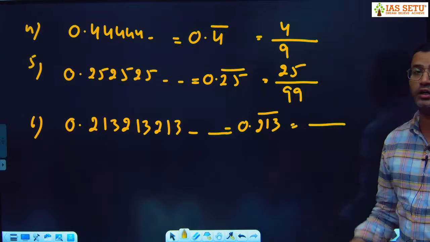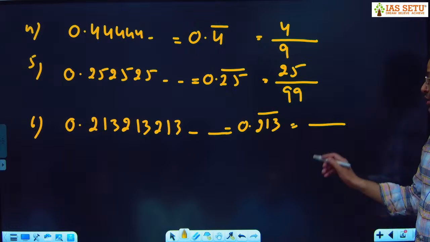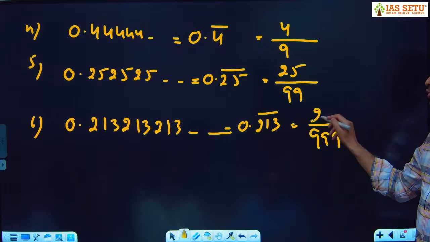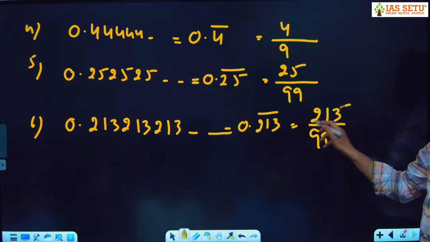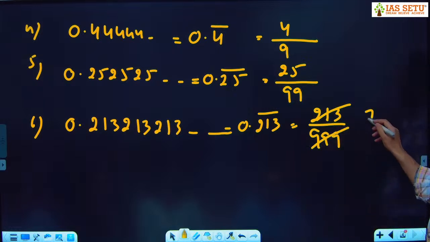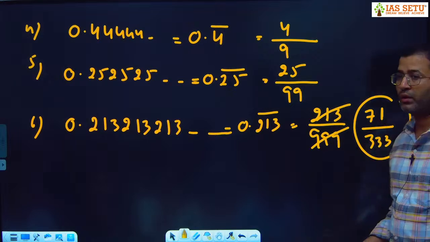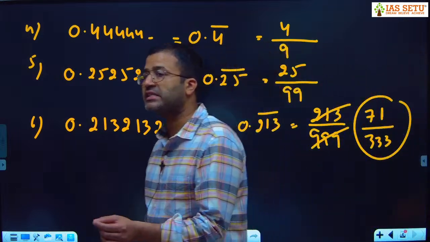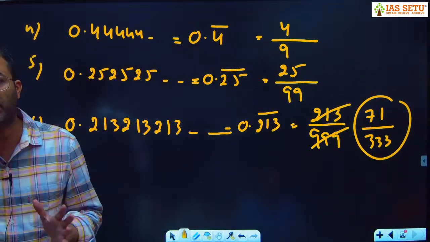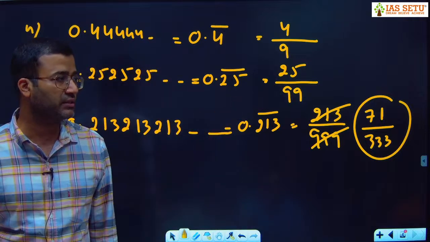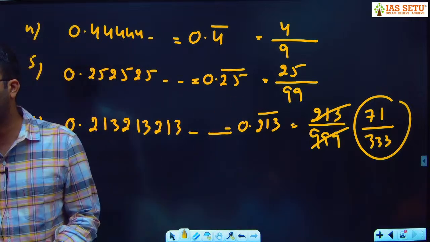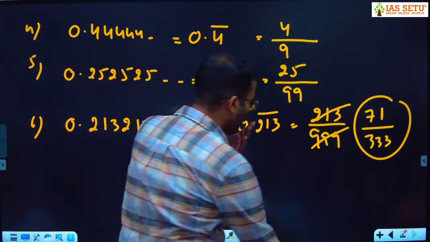Now here, third question, how many digits on the bar? 3. So 999, numerator 213. Don't forget to simplify. You can divide it by 3. 71 upon 333. Denominator: as many 9s as many digits under the bar, numerator number as it is. Clear? Type 1. I take one more example.